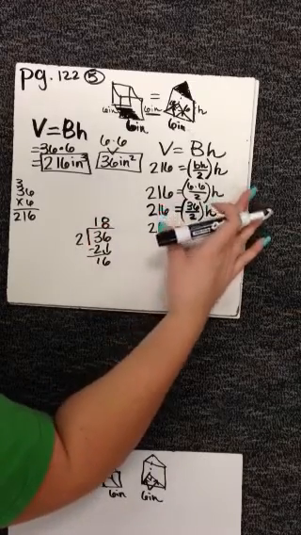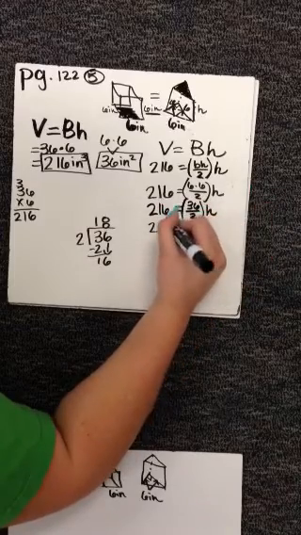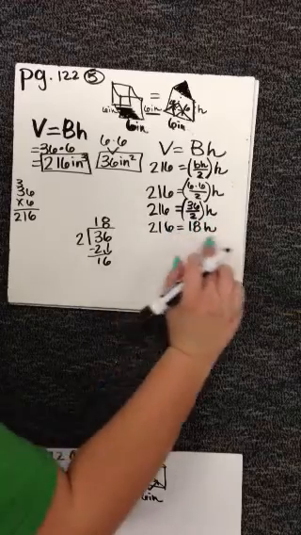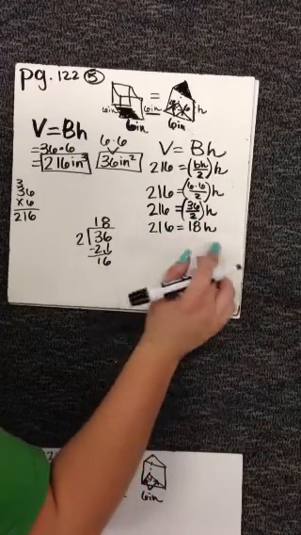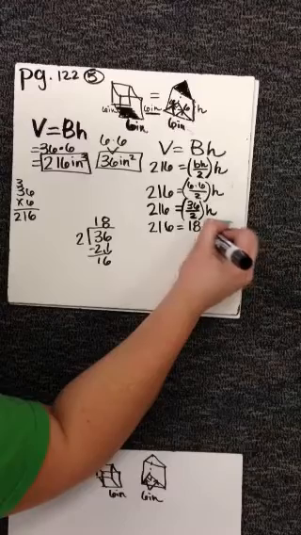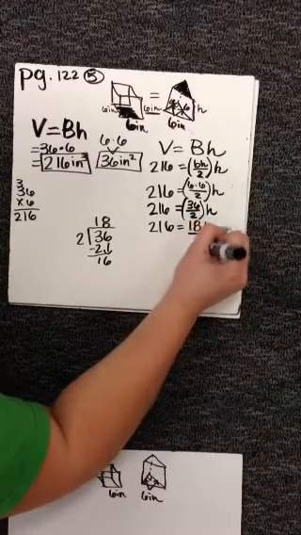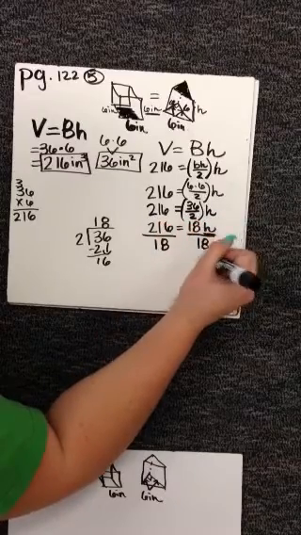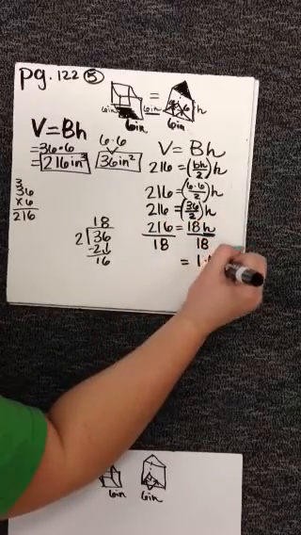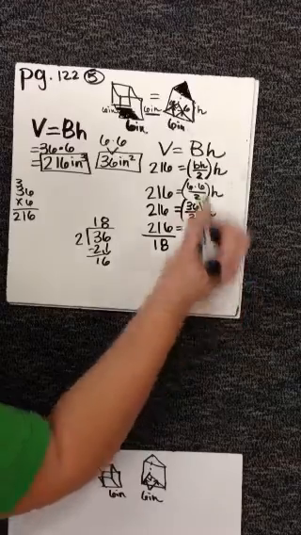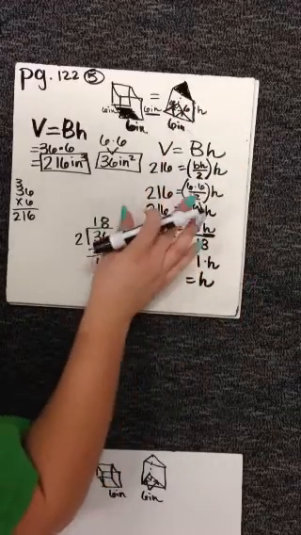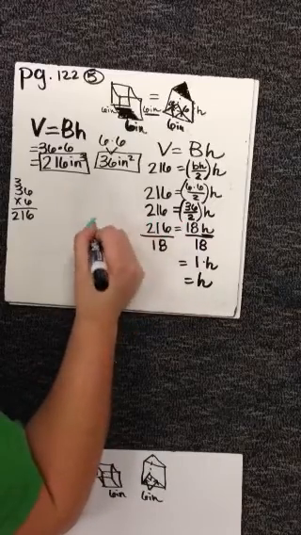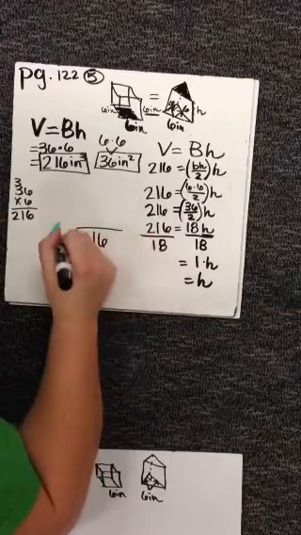Oh, look at me. So now I have 18 times h. Well, I know this looks really familiar. This looks like that proportion formula. So I want to get h by itself. So I'm going to divide both sides by 18. Okay? 18 divided by 18 gives me 1 times h, which will just give me h, which would be the height. And then I'm going to go off to the side. I'm going to erase this and divide 216 by 18.